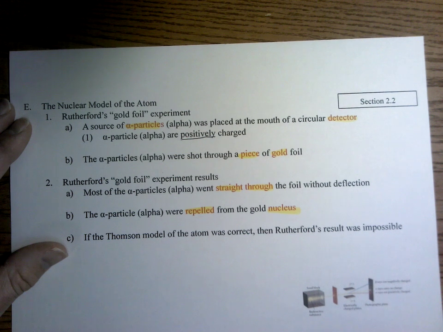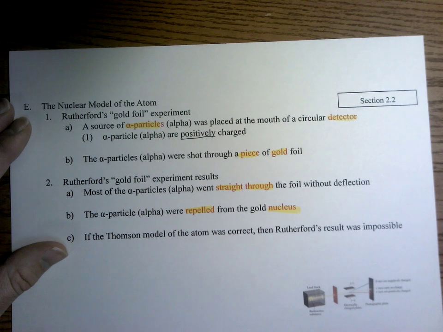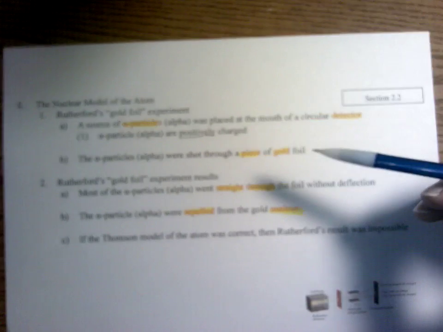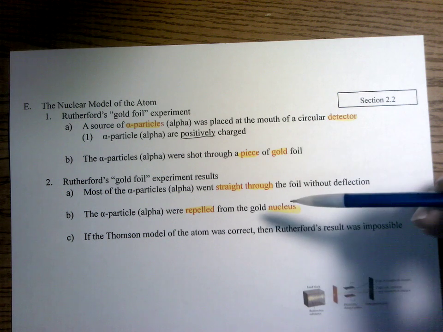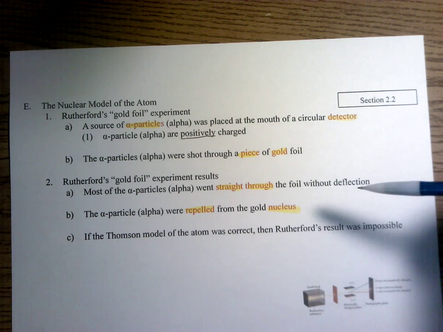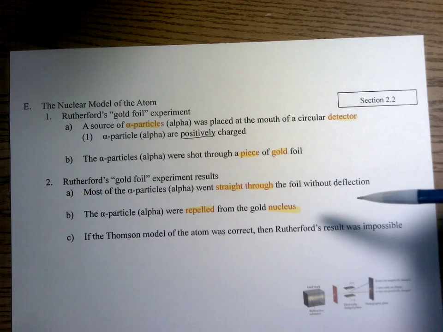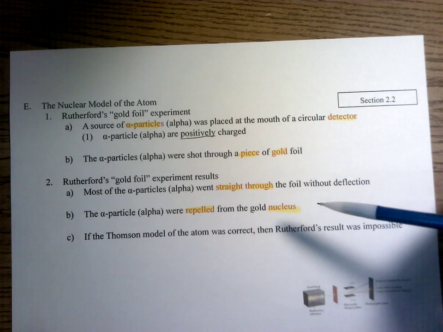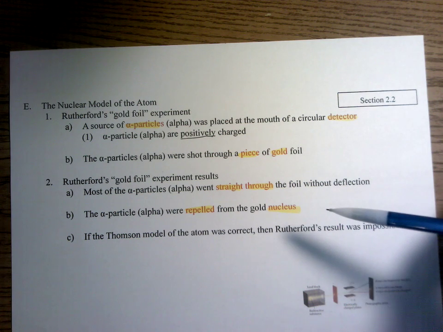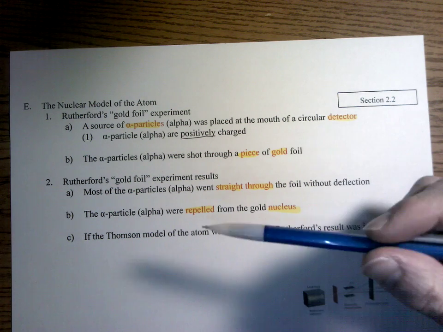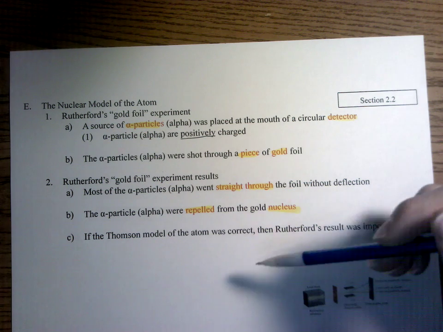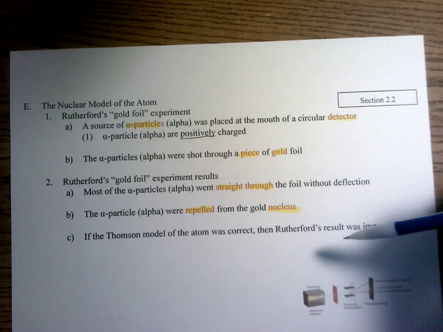into a very, very thin piece of gold foil. And what he was expecting was different than what he got. So you see here, most of the alpha particles went straight through. Very, very few alpha particles were repelled. And so what this means here is that we need an alteration of what Thomson's model was to explain Rutherford's experiments.